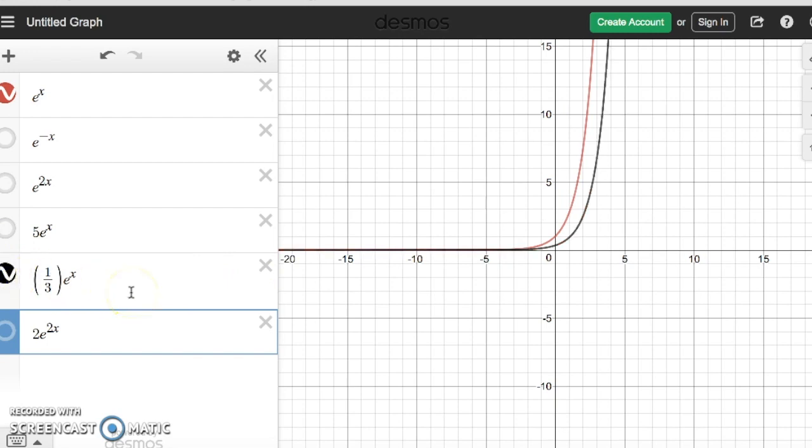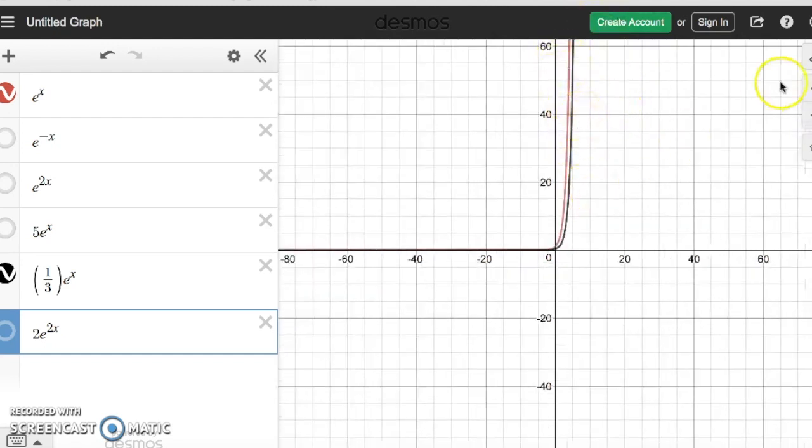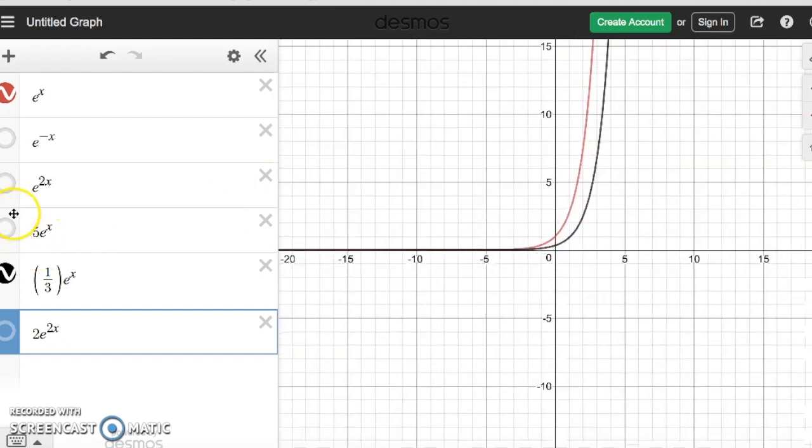Next, we have 1/3 e to the x, and this is kind of unexpected. It actually brings the graph down the other direction. Maybe it is expected. You notice the curve of this graph, if I zoom out a little bit, is kind of parallel, right? Let me zoom in again. These two graphs are kind of opposite each other. They just sandwich the parent function right in between the two.